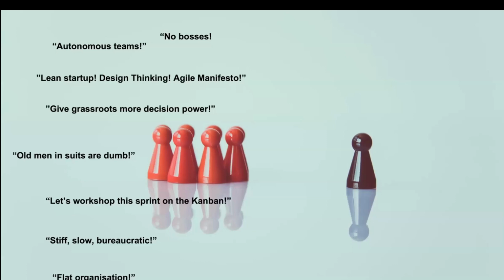So it maybe looks like something like this. Here in this simplification, the red people are the enthusiastic pioneers, the UX designers and the service designers and the agile software architects and new business developers. And they go like, oh, we don't need bosses anymore. We need more autonomy, and grassroots has to have more decision power, and old men in suits are dumb. They don't get it. This is the AI digital era and so forth. And then the boss person here, in black, is like, huh, what's going on?